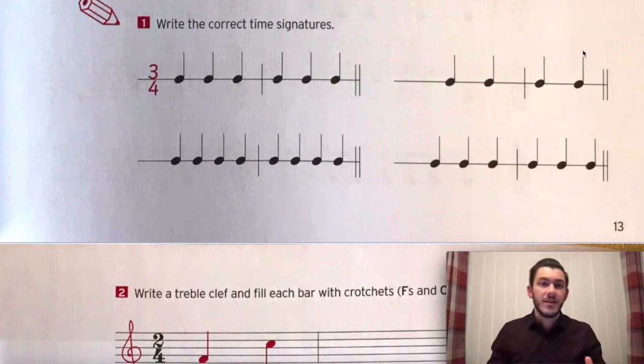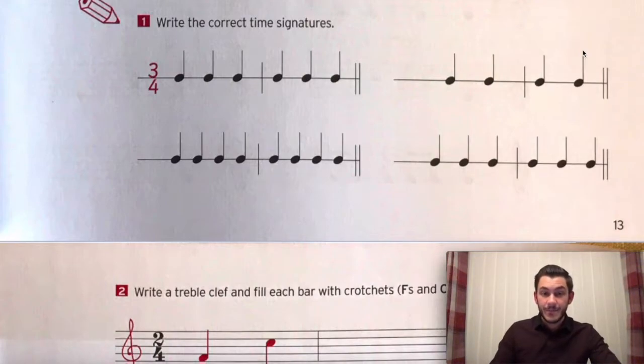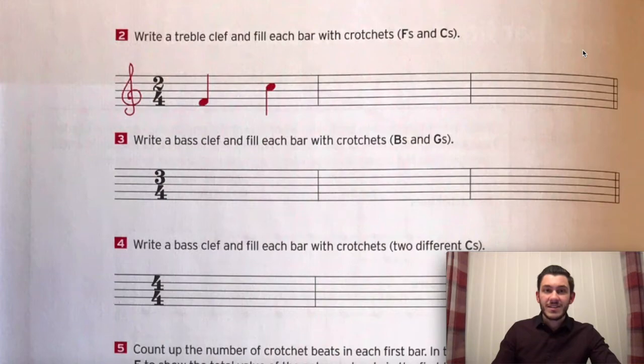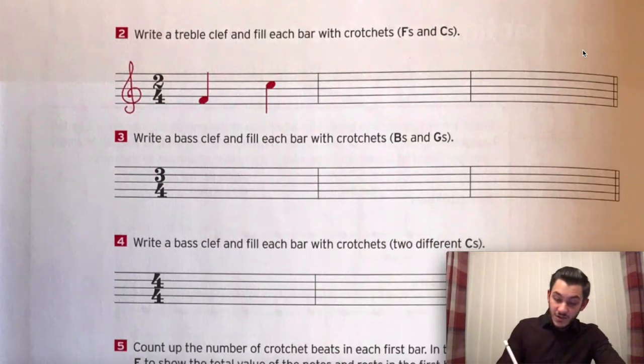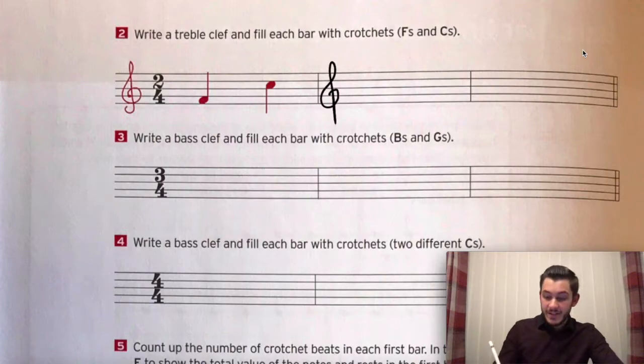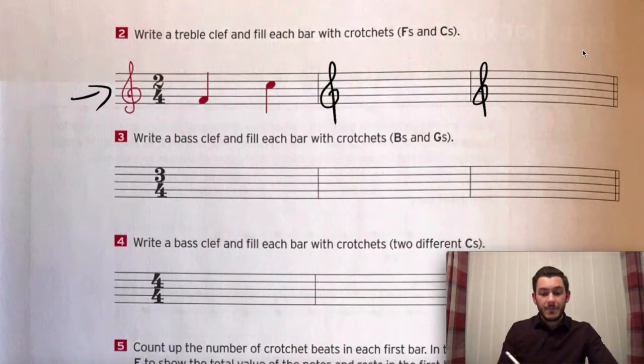Okay, so now we have quite a few different exercises you need to look at this time. I think there's 7 involved, and we'll talk through them first before you have a go. So the first one asks you to write the correct time signatures for the amount of beats that you can see. The second one asks you to draw a treble clef and fill each bar with crotchets. You do not need to draw a treble clef in every single bar. Okay, just at the start, please. So the first one's got the example as it should be.